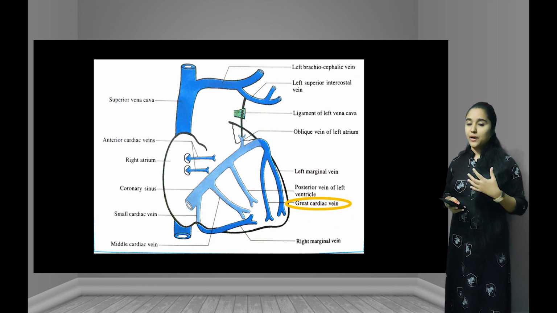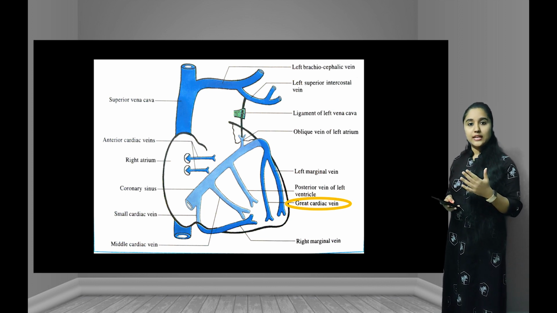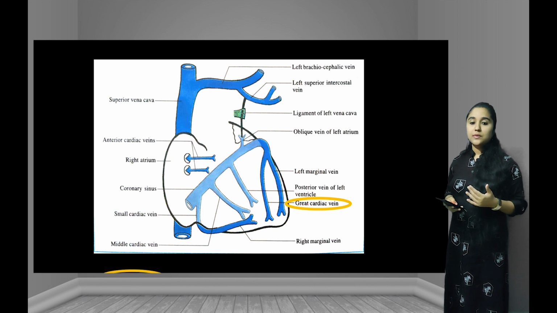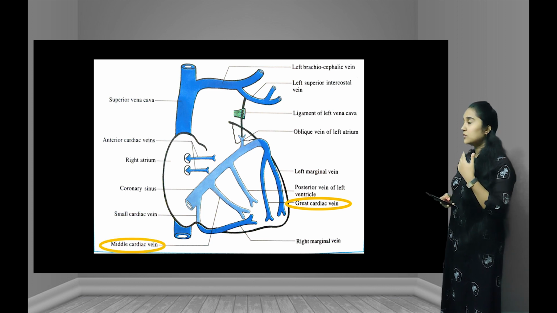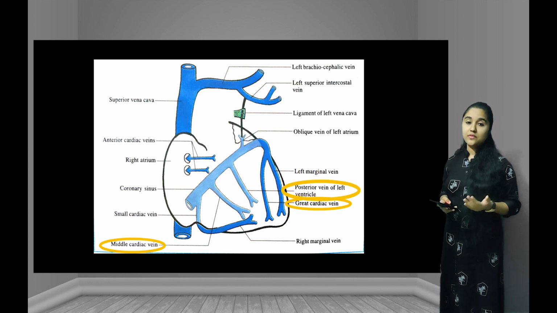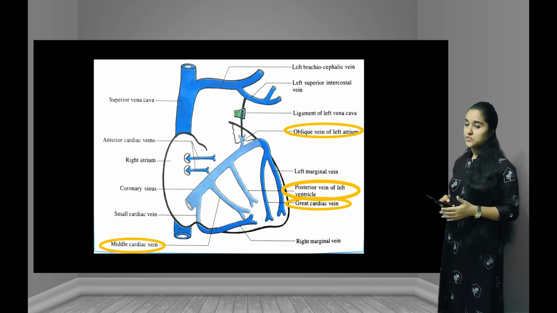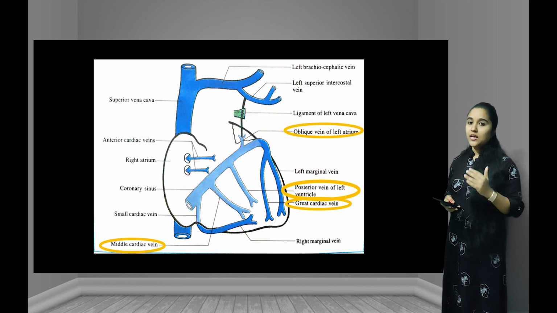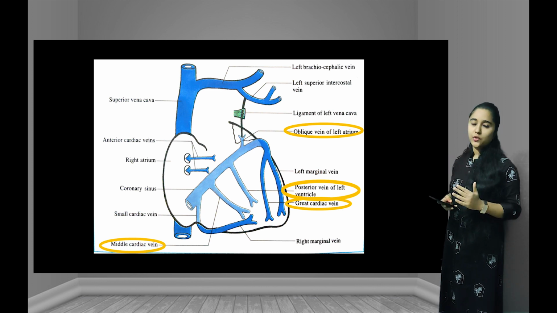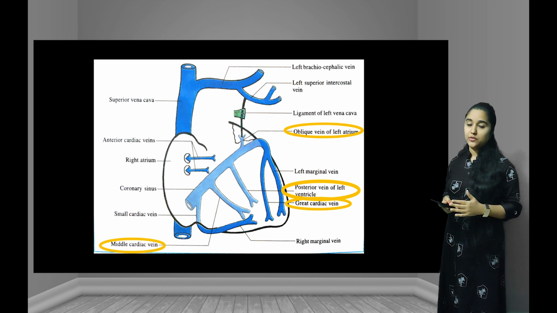The great cardiac vein passes through the anterior interventricular groove and reaches the left end of the sinus. Whereas the middle cardiac vein passes through the posterior interventricular groove. Then we have the posterior vein of left ventricle, which is just left to the middle cardiac vein. And then we have the oblique vein of left atrium. So you can see here the first three tributaries that I have told, they are draining from the lower part to the upper part. The coronary sinus is in the coronary sulcus or the posterior part of the atrioventricular groove.